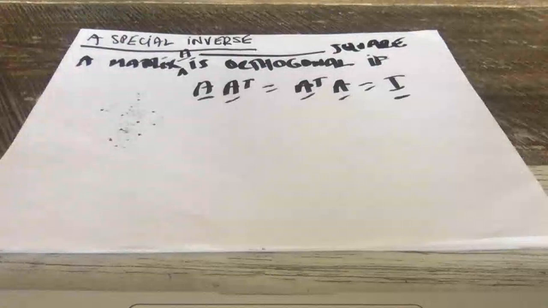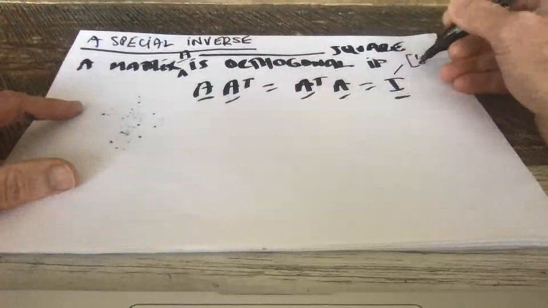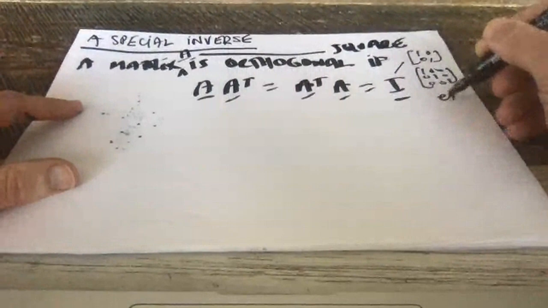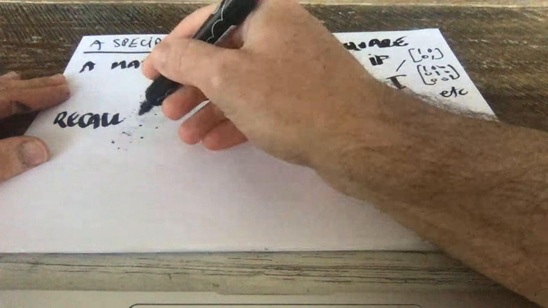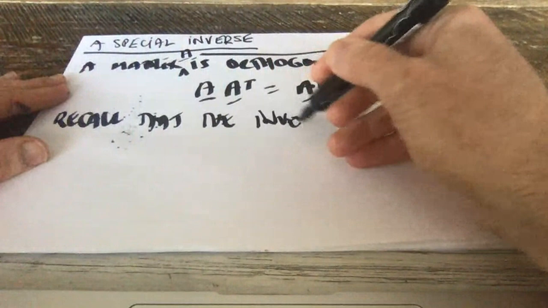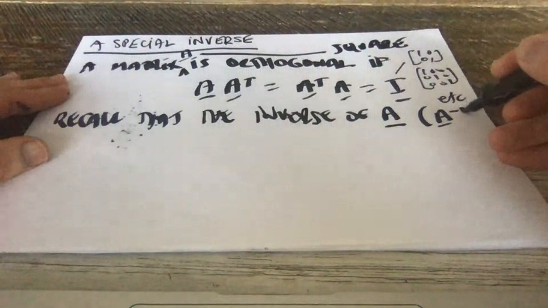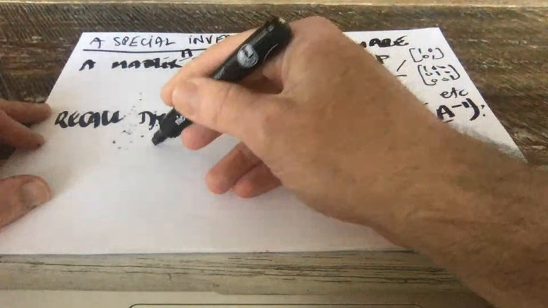Remember we talked about this? It's 1, 0, 0, 1, or it could be 1, 0, 0, 0, 1, 0, 0, 0, 1, etc., depending on what the dimension of the square matrix A is. The form of I changes. Okay, so if a matrix A is orthogonal, that's the definition. And you recall that the inverse of A, which we're calling A with a minus 1 in the top right corner, has this definition: A inverse A is equal to I.